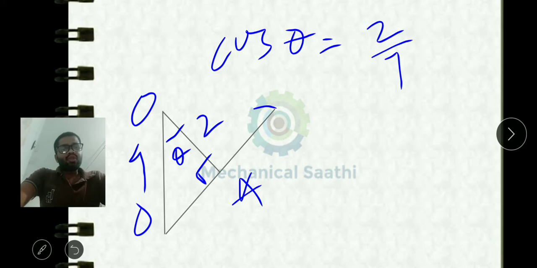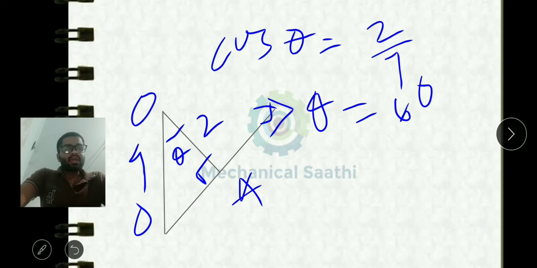Okay, so if you need to calculate the value of theta, that will be equal to cos inverse 2 by 4. So that will be cos inverse of 2 by 4, that is half, and the half is the value of cos 60. So theta we can find out as 60. Okay, next.